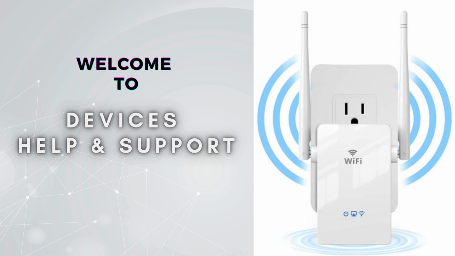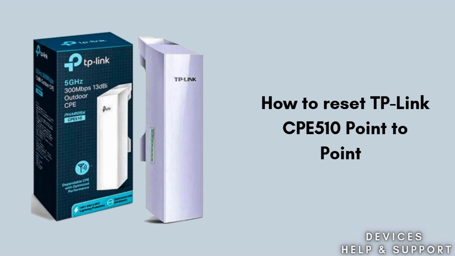In this video, we walk you through the step-by-step process to reset your TP-Link CPE510 point-to-point device to its factory settings. Whether you've forgotten your login credentials or are troubleshooting network issues, a factory reset can help restore the device to its default configuration. We'll guide you through powering on the device, locating the reset button, pressing and holding it for the right duration, and finally accessing the device with its default settings.